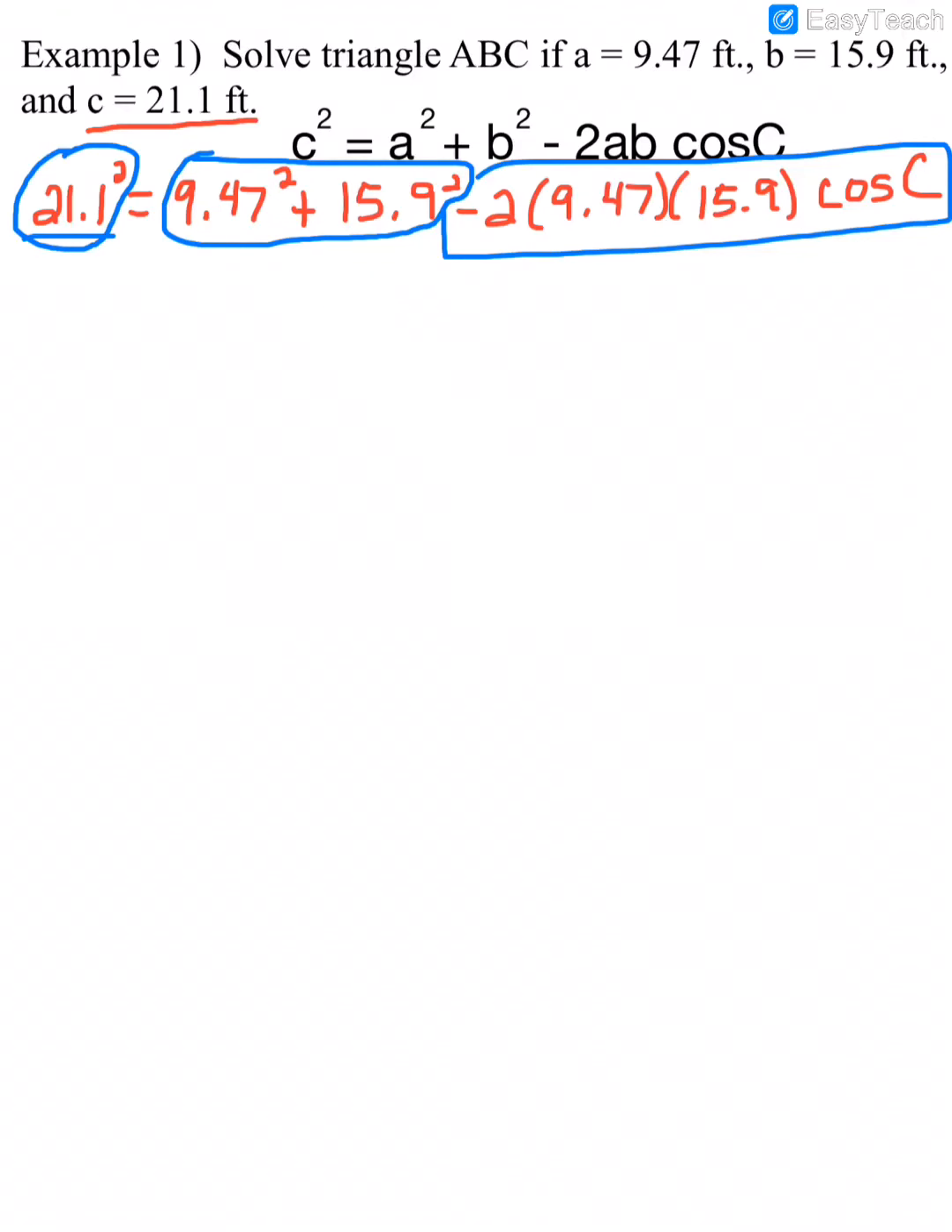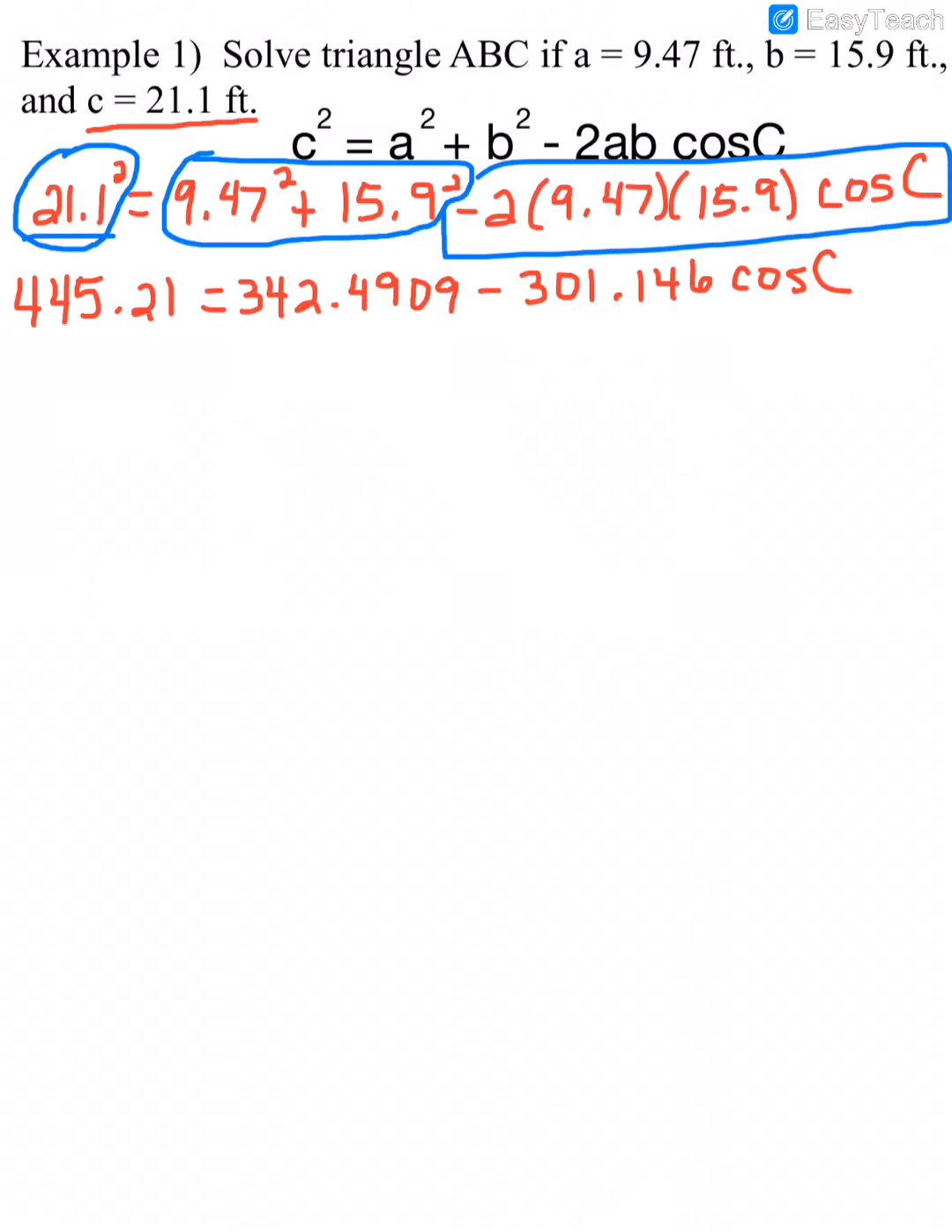We're going to square 21.1, which gives me 445.21. Then we're going to square the 9.47 and the 15.9 and add them together all in one step, which gives me 342.4909. Then I'm going to multiply negative 2 times 9.47 times 15.9, and that gives me negative 301.147 cosine of C.